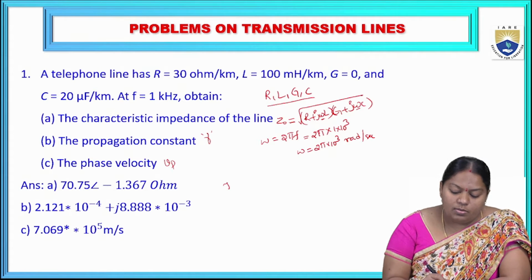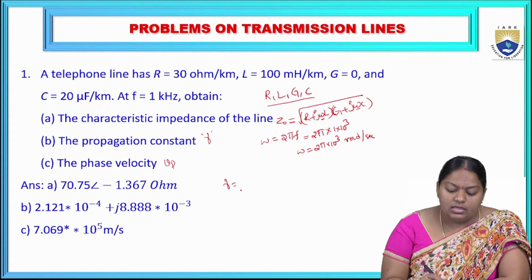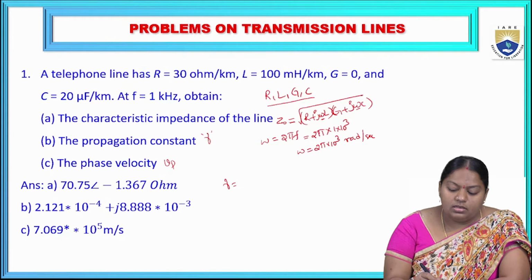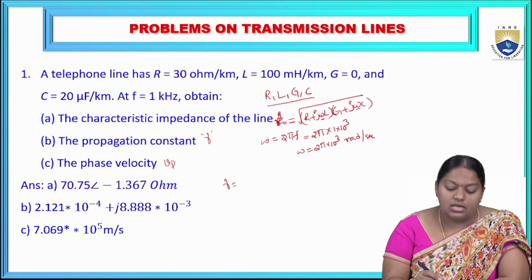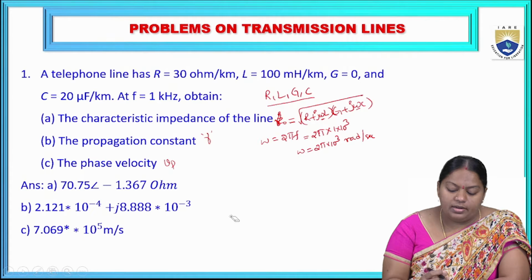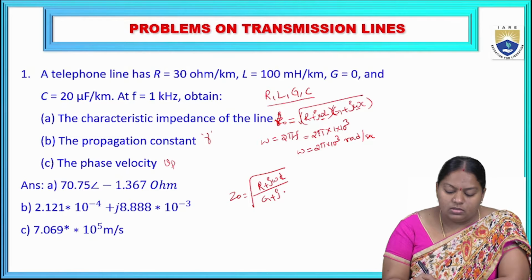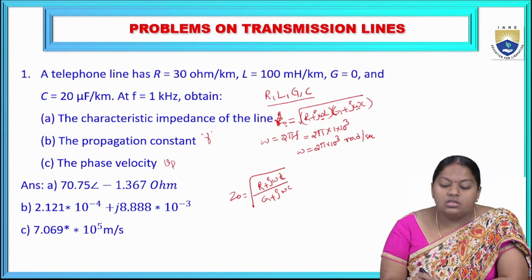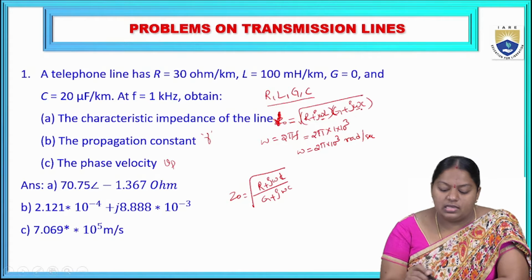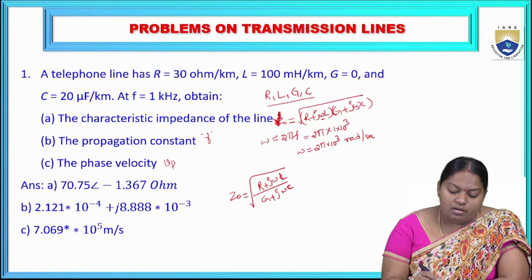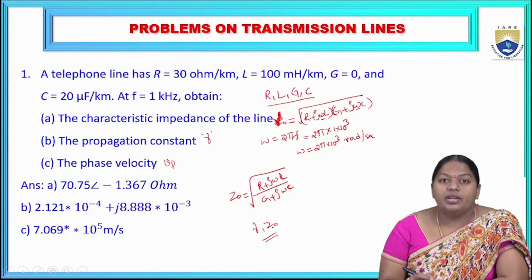Then, the propagation constant gamma. This is the formula for the propagation constant gamma, and the characteristic impedance Z0 is root over R plus j omega L by G plus j omega C. So, the propagation constant of a transmission line is given by gamma equal to root over R plus j omega L into G plus j omega C, whereas the characteristic impedance Z0 is given by root over R plus j omega L by G plus j omega C.